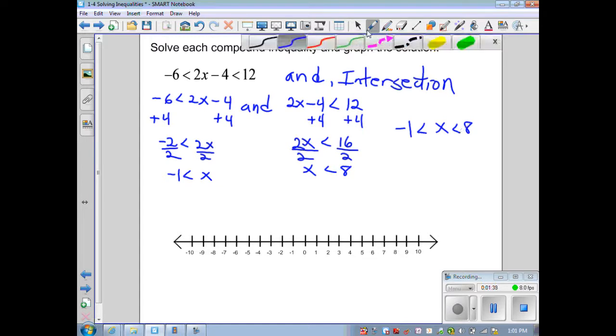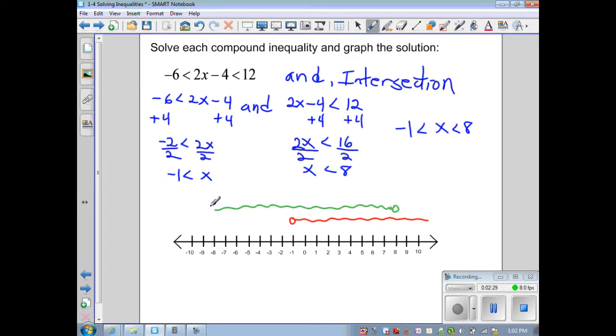Now, all I need to do is to graph the solution. x is greater than -1. At -1, I have an open point, and then I shade all values of x greater than that. On the next one, I have x is less than 8. Therefore, at 8, I have an open point, and shade all values to the left, which represent values less than 8.